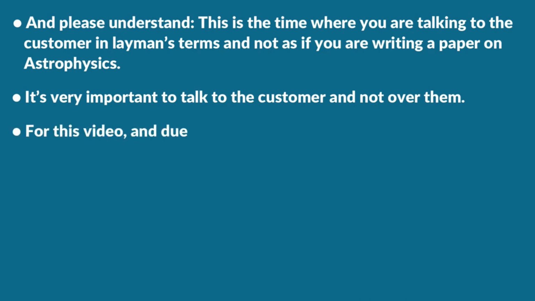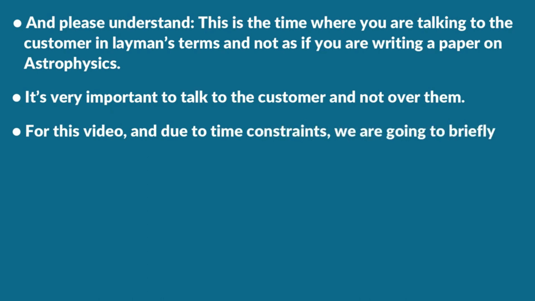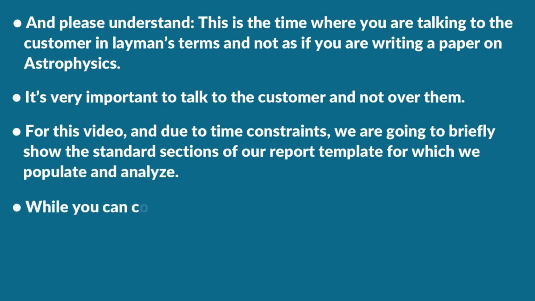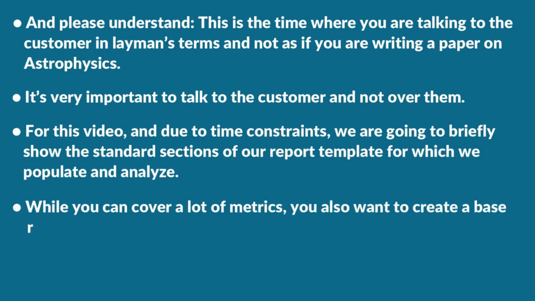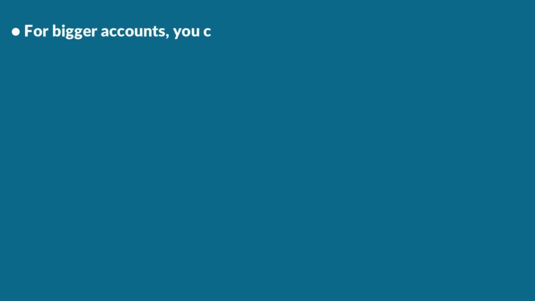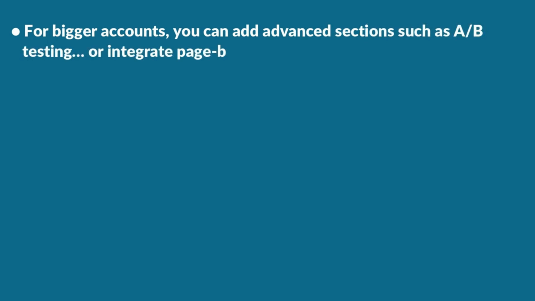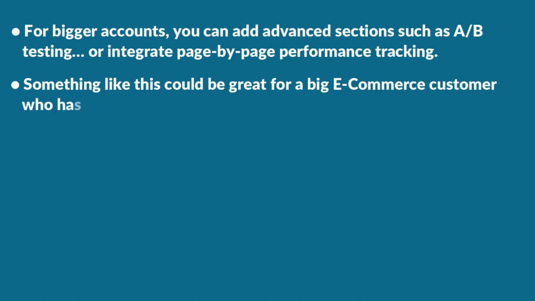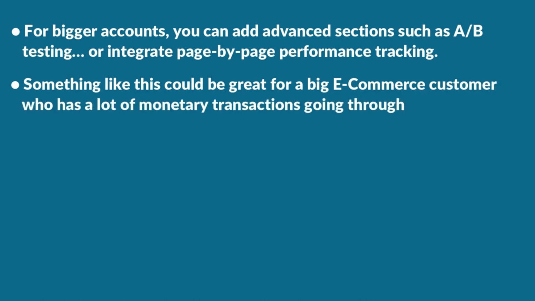For this video, and due to time constraints, we are going to briefly show the standard sections of our report template for which we populate and analyze. While you can cover a lot of metrics, you also want to create a base report master template that applies to all customers. For bigger accounts, you can add advanced sections such as A/B testing or integrate page-by-page performance tracking. Something like this could be great for a big e-commerce customer who has a lot of monetary transactions going through their website.